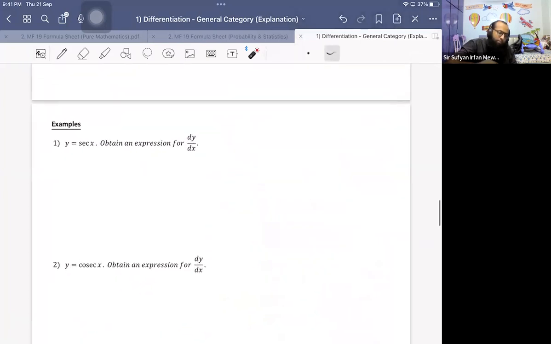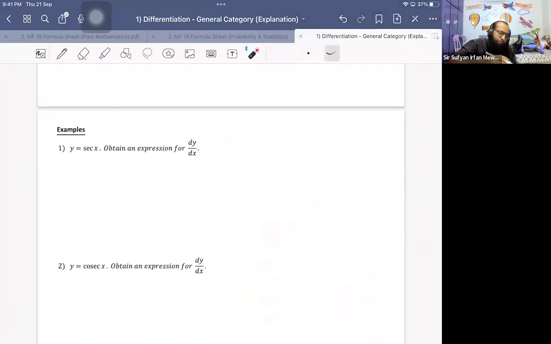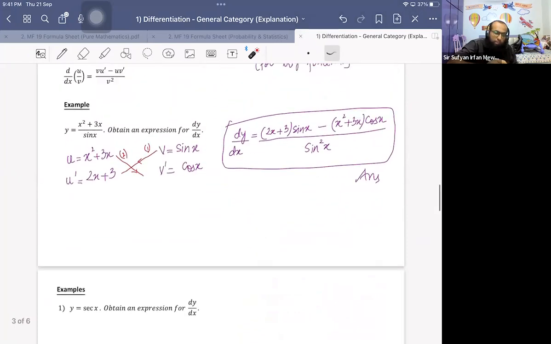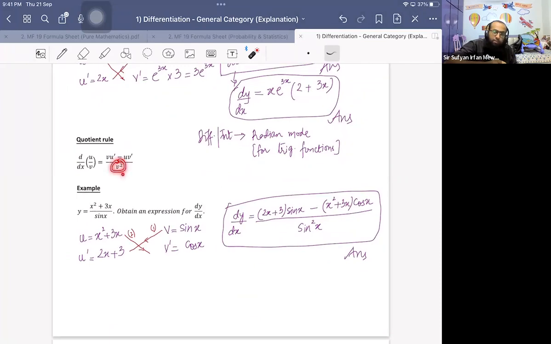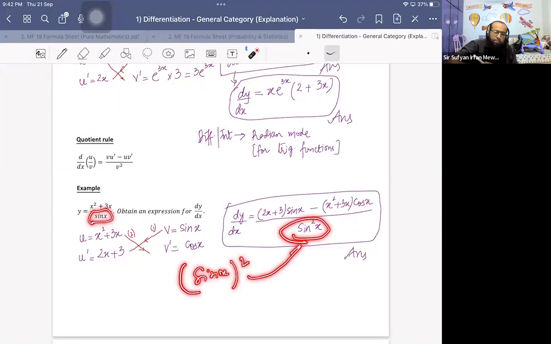Now, these are 3 examples that we can solve. The first one is y equals sec x. So first we need to know in trigonometry, y divided by sine square x. This is the quotient rule formula, divided by v square: vu prime minus uv prime upon v square. So v is sine x, and squaring sine x becomes sine square x. So sine x whole square is sine square x. V square. Okay, clear? Great.